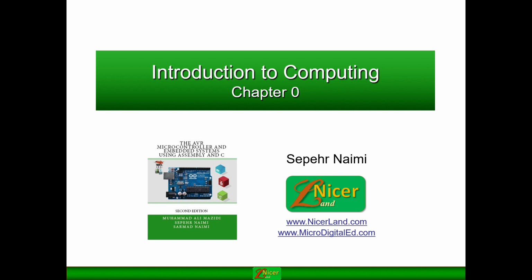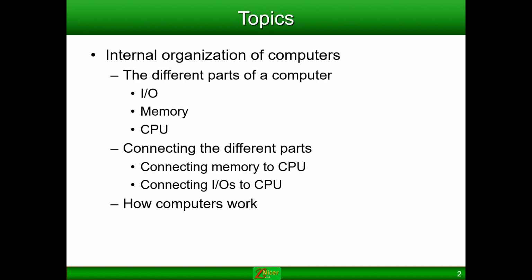Today our topic is Introduction to Computing, Chapter 0. So let's start with the topics we are going to learn about. The first one is the internal organization of computers, in which we have the different parts of a computer like input, output, memory, and CPU. Next we have connecting the different parts, that is memory to CPU and input/output to the CPU. And next we are going to learn about how computers work.